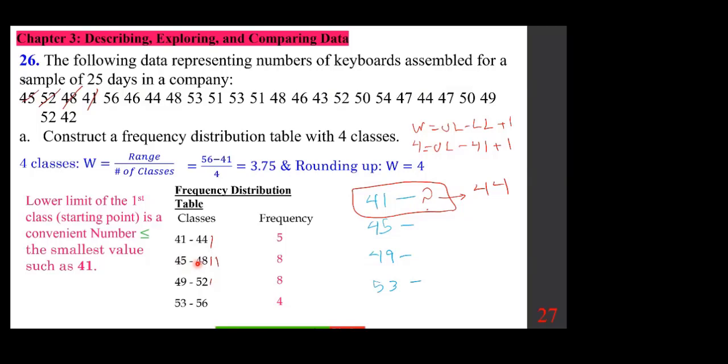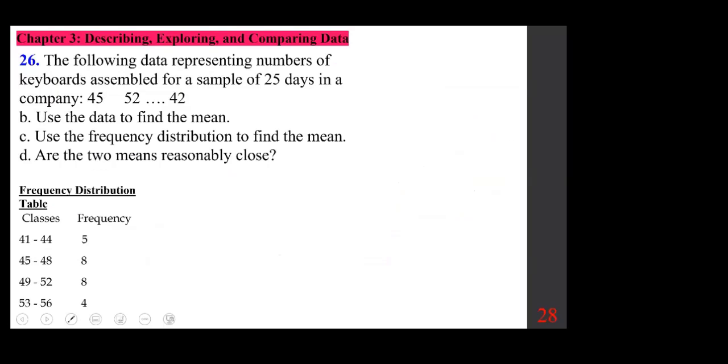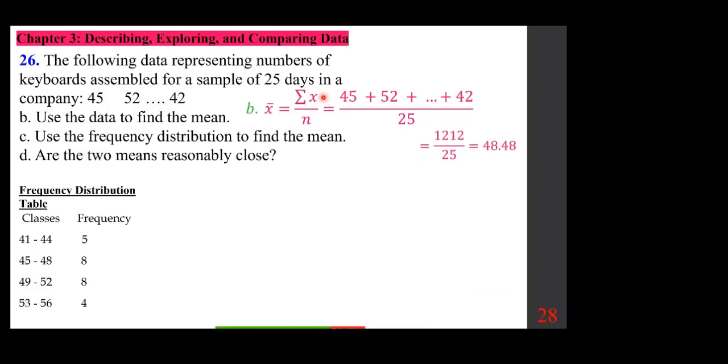Let's go to the next part. We are asked to come up with the mean. Remember, we have all pieces of data. So for part B, all you have to do is add them up and come up with the answer. So 45, and the next one is 52, and all the way to 42, divide by the total of 25, and we know precisely the answer is 1212 over 25, or 48.48. That's the precise answer, everybody.